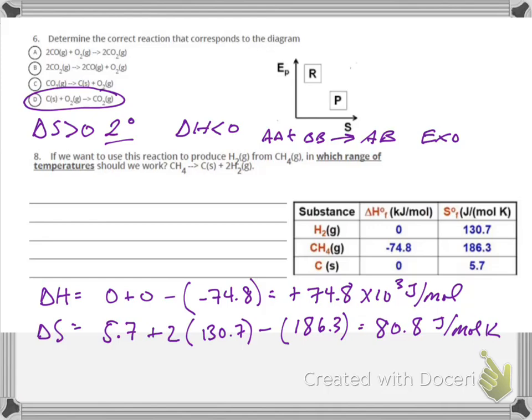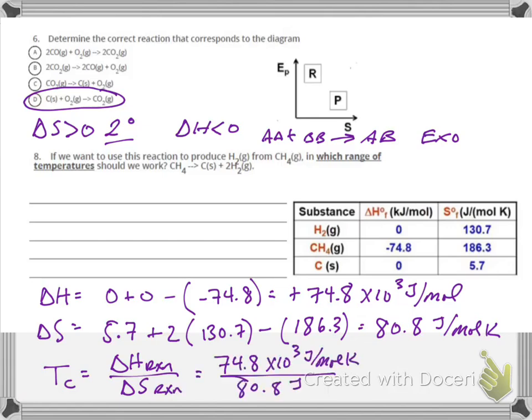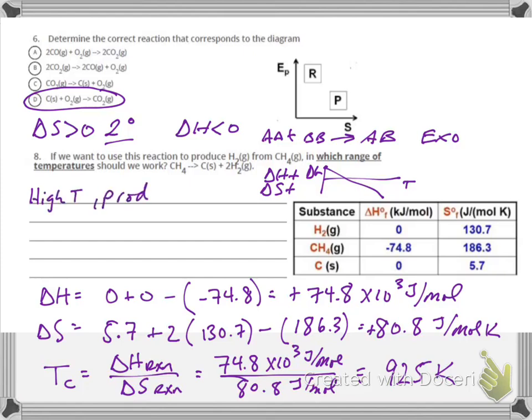And now, since they have the same sign, there's a critical temperature at which it becomes reactant favored or product favored. That critical temperature is the ratio of delta H to delta S. And if we do that, we see the critical temperature here is 925 Kelvin. So to find out if it has to be higher or lower, we just sketch a delta G versus T curve for positive delta H and positive delta S, and we see that product favored occurs at high temperatures. That's when delta G becomes negative, so that means we need a temperature greater than 925 Kelvin.